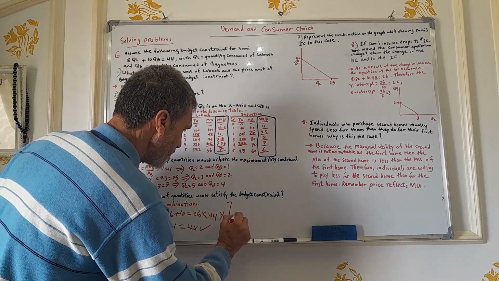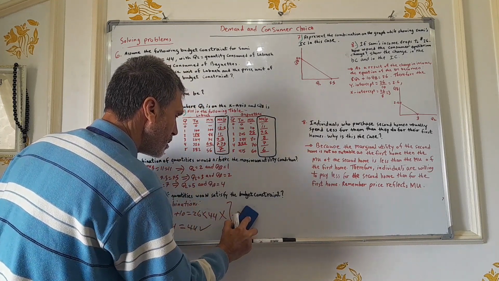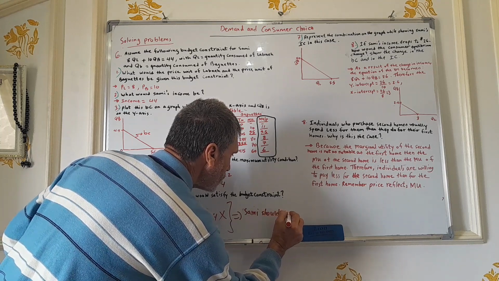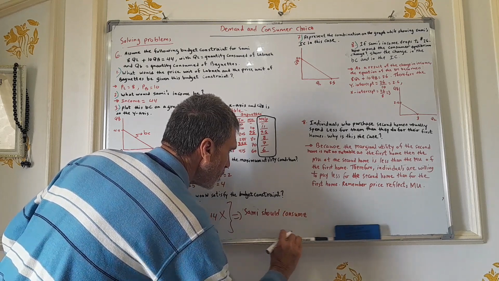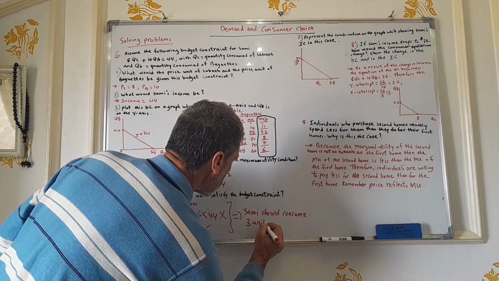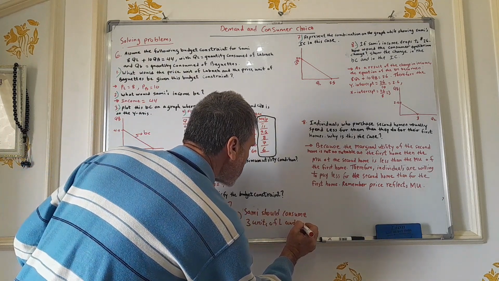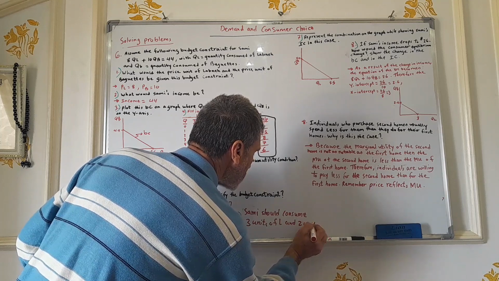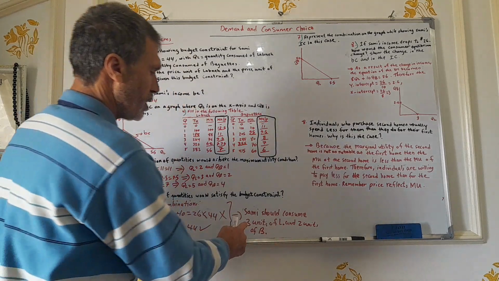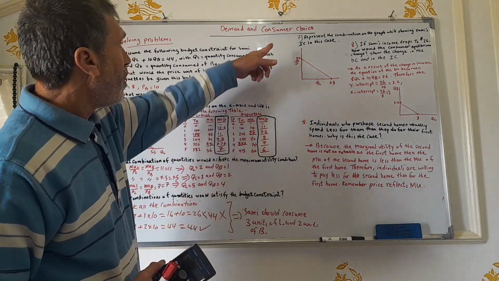So we can say here, the consumer, or Sami, should consume 3 units of Lebanese and 2 units of baguettes. 3 units of labne and 2 units of baguettes. Okay, move to part 7 of the problem.